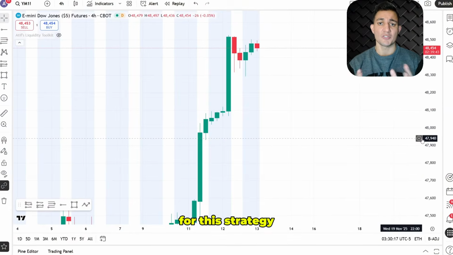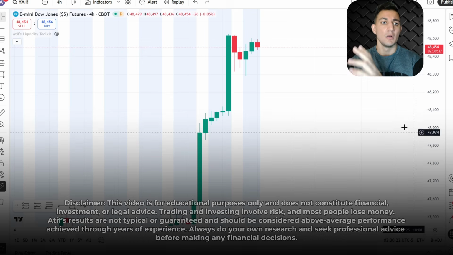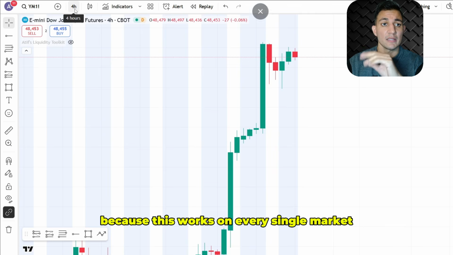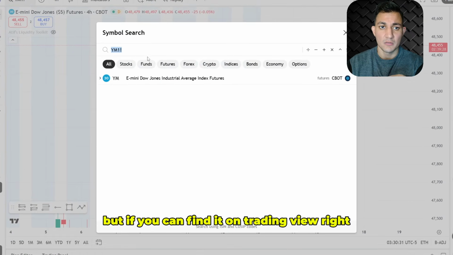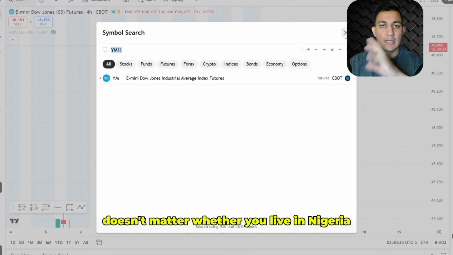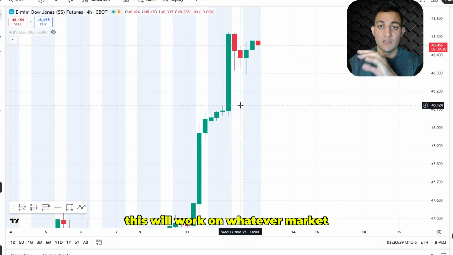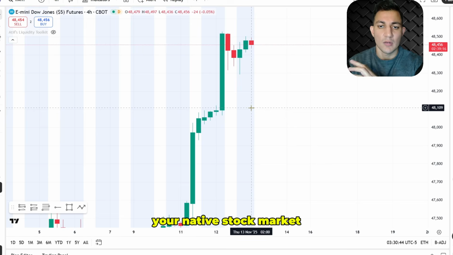Okay, so for this strategy, I've made it as simple as humanly possible, right? It does not get any easier than this in terms of trading. So what you're going to do is get on the 4-hour chart, whatever market you trade, because this works on every single market that you can imagine. I always say this, but if you can type it in and find it on TradingView, this will work. It doesn't matter whether you live in Nigeria, India, Turkey, or the US, it will work on whatever market, your native currency, your native stock market.